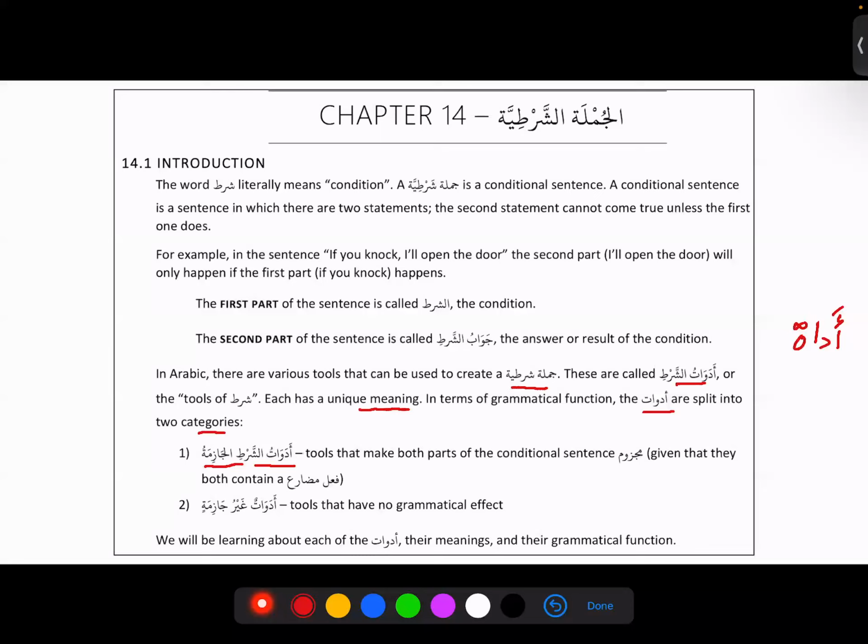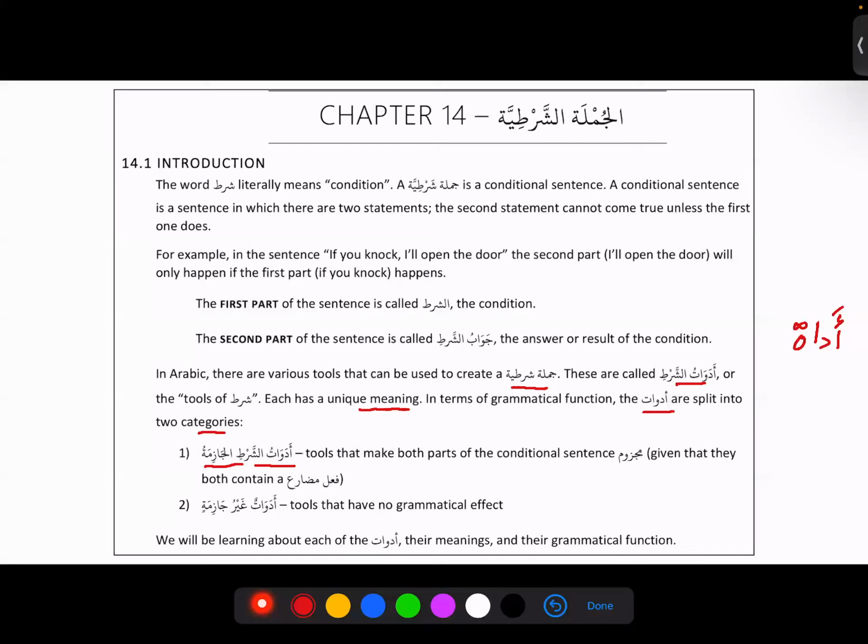Okay, so basically, there are going to be some adawatu shart that can turn only fil mudariya majzoom, right? So after these adawat, there is going to be fil mudariya, and they have the ability to turn this fil mudariya into majzoom form. Why? Because they are basically the tools that need fil mudariya majzoom after them. Okay, so this is basically their requirement.